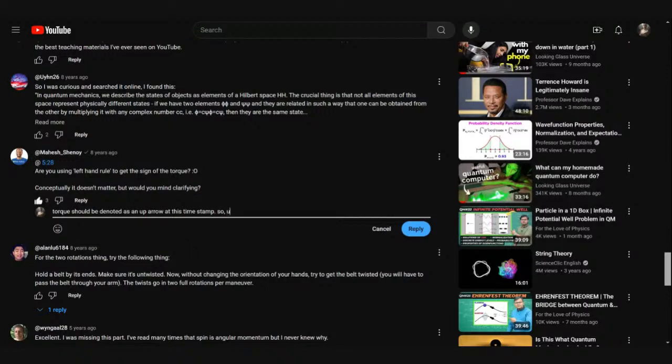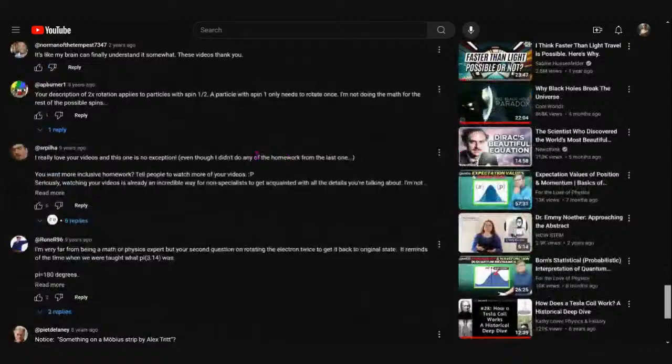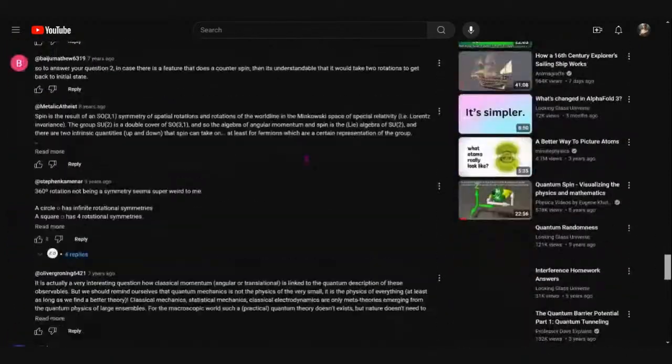So using the first right-hand rule, the torque would cause the electron to come out of the screen. Has anyone else noted at around 5:28?